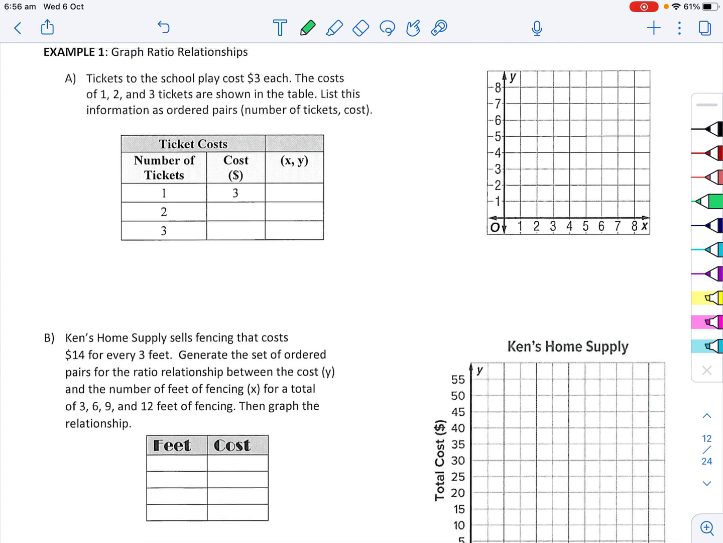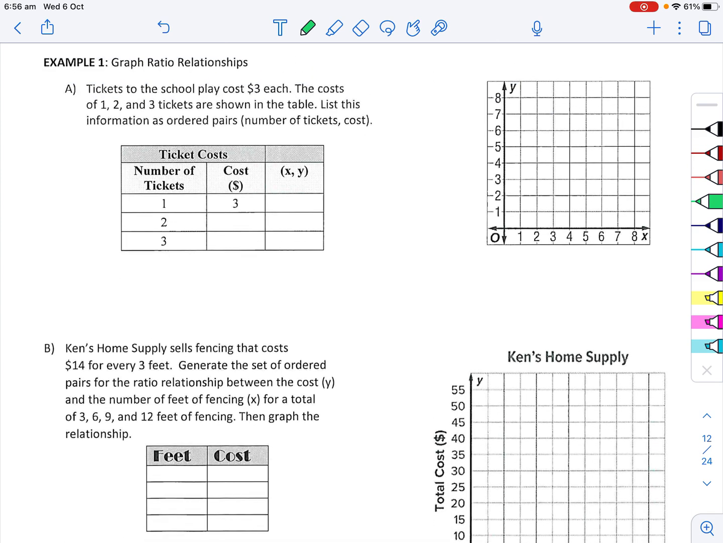So in my first example here, it says tickets to the school play cost $3 each. The costs of 1, 2, and 3 tickets are shown in the table. So I can see number of tickets 1, 2, 3, and I can see the cost. We want to list this information as ordered pairs as the number of tickets X and the cost Y.